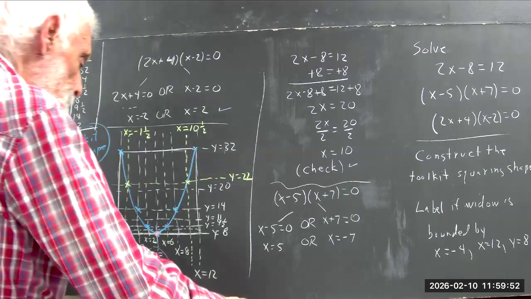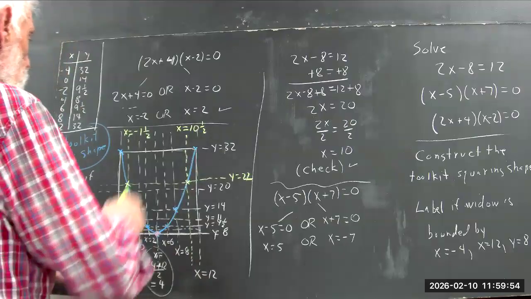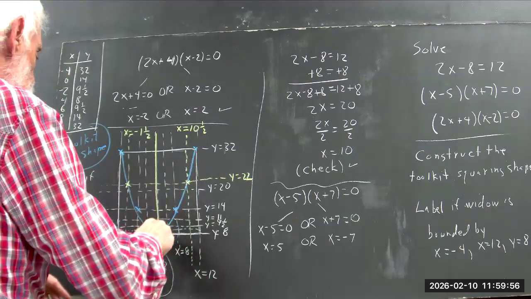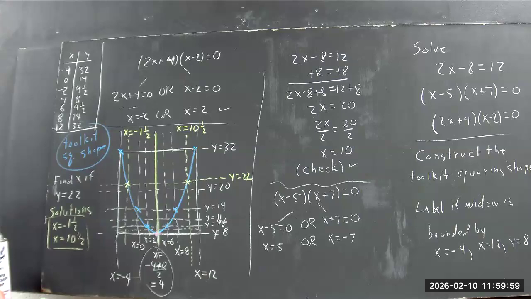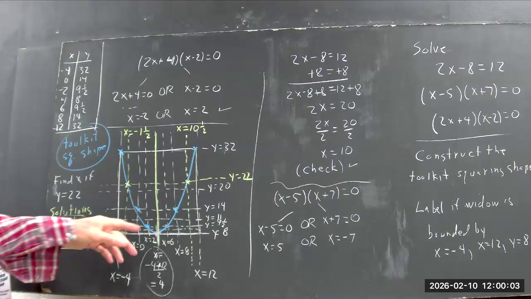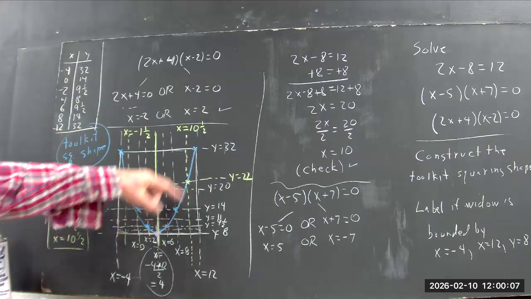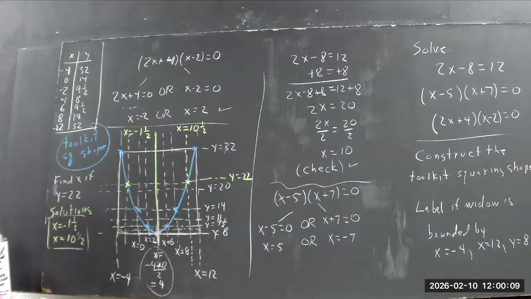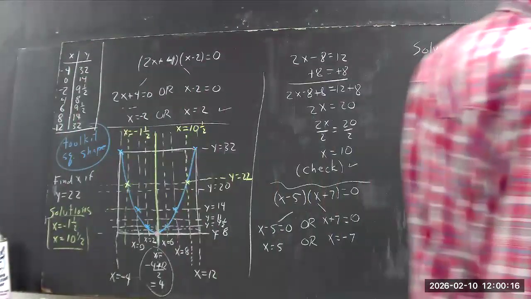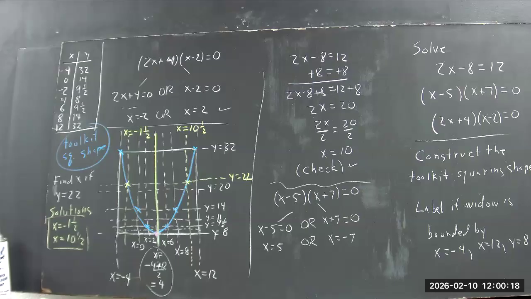If I sketch a vertical line halfway, I see that if this is a mirror, then when this thing looks in the mirror, it sees this. You can have a mirror image. And that's an important property of the squaring shape.